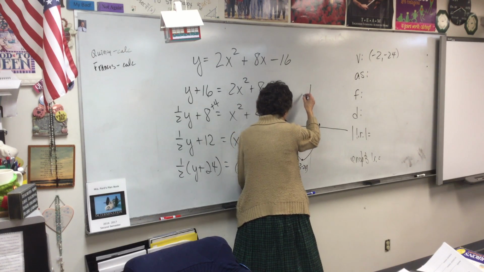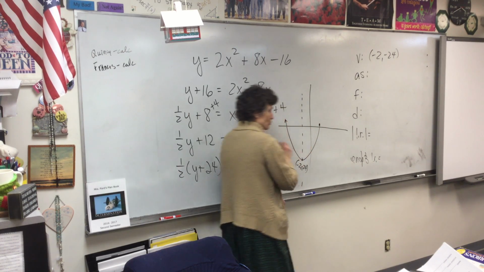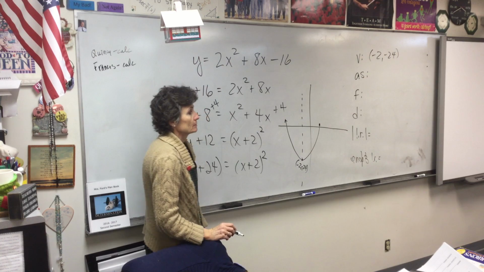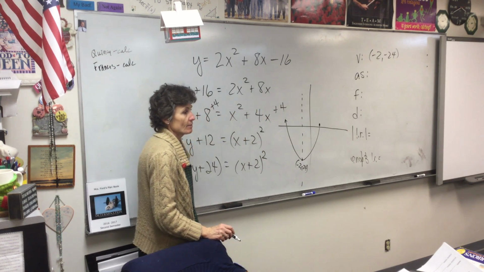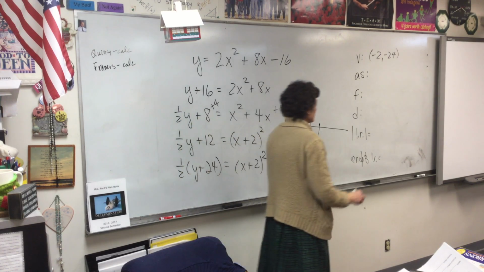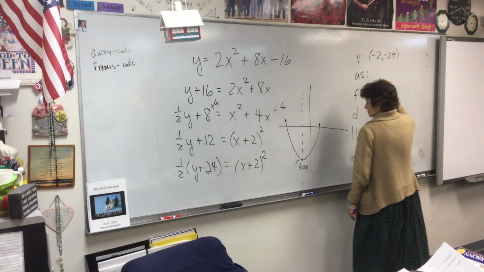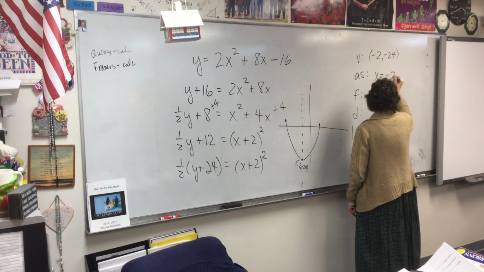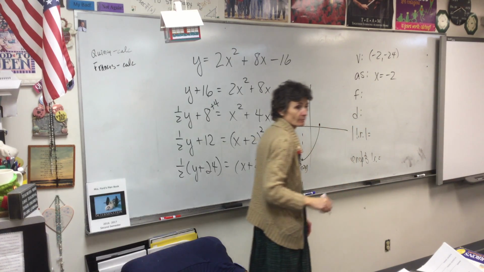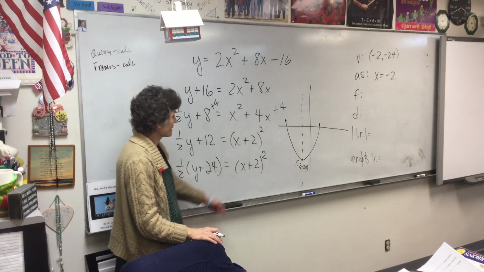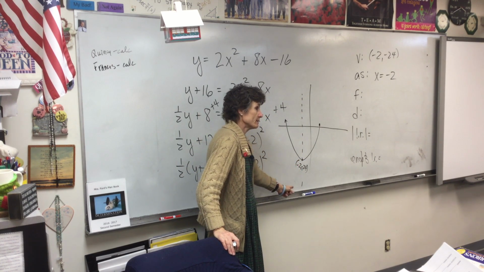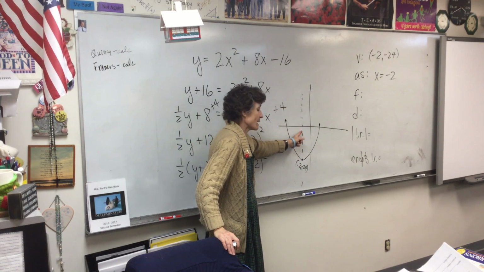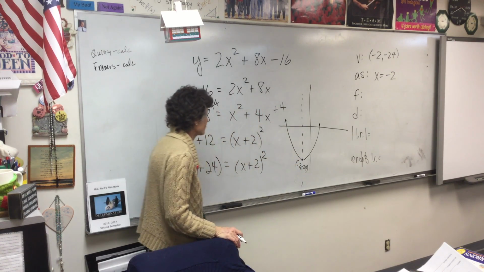Which means this is my axis of symmetry. Do we need to put what the axis of symmetry equals? We do. The axis of symmetry is x equals -2. All we have to do is pay attention to where we're drawing it. It crosses the x-axis at -2, x equals -2.